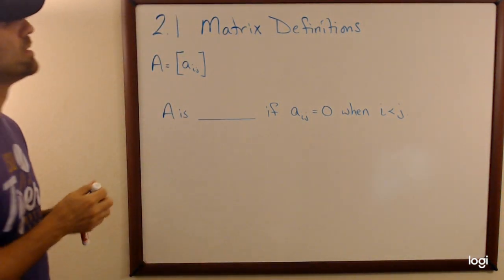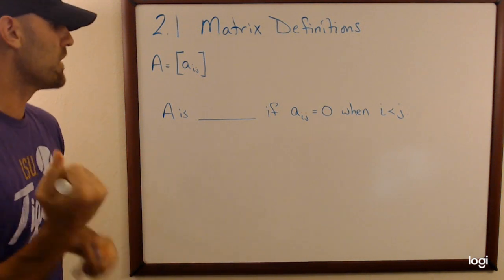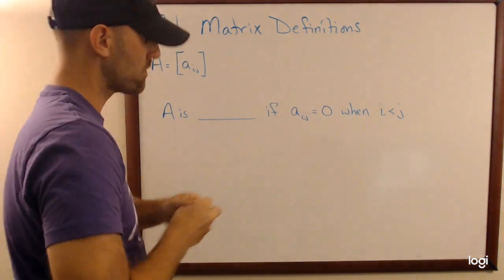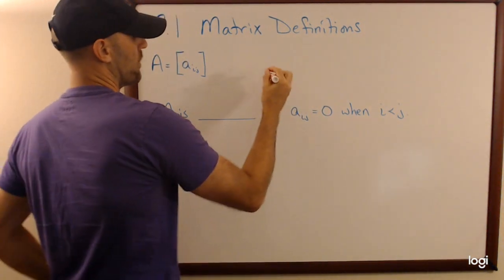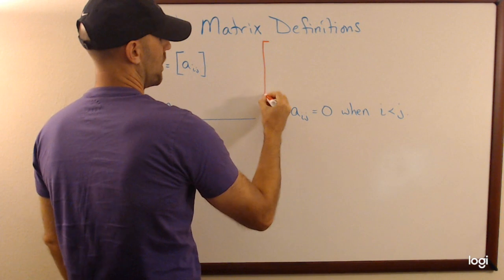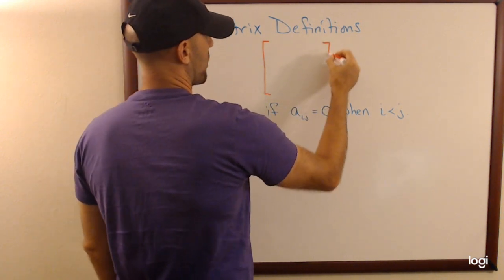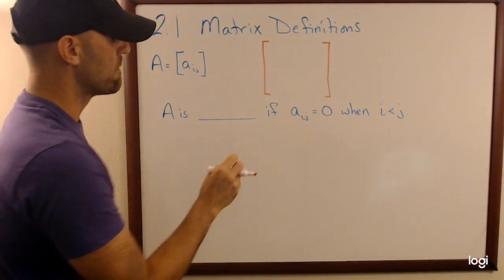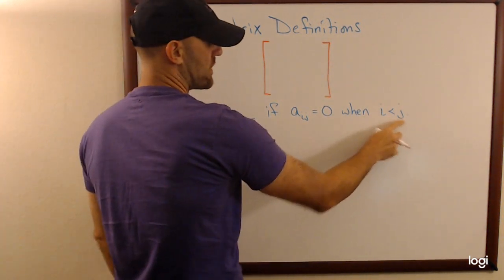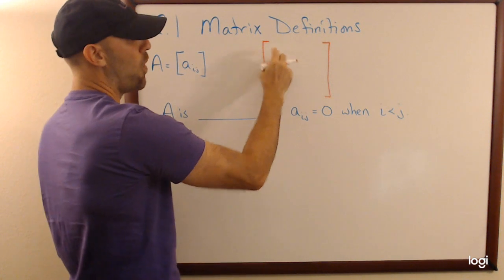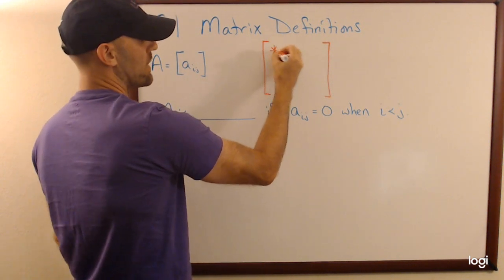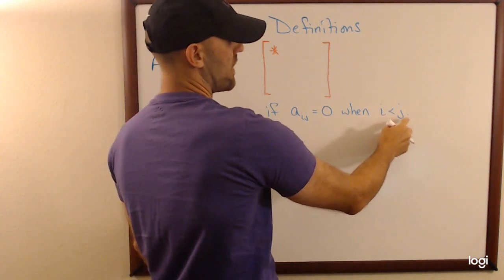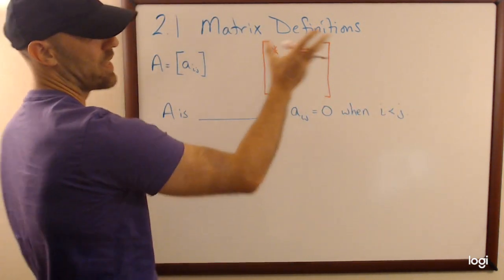Well, what would that look like? I don't know. Let's see if we can make one. I'm just going to make an arbitrary example here. So let me make a matrix. I'm going to say this is 3 by 3. We're going to see if we can fill it in. So let's find all the entries where i is less than j. This first one is the 1, 1 entry. I don't know what that is, because this just tells me it's 0 if the row is less than the column, but it doesn't tell me anything else.